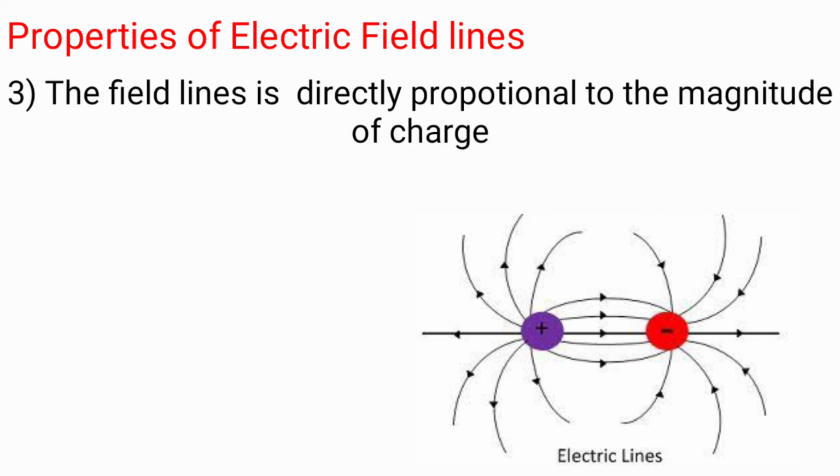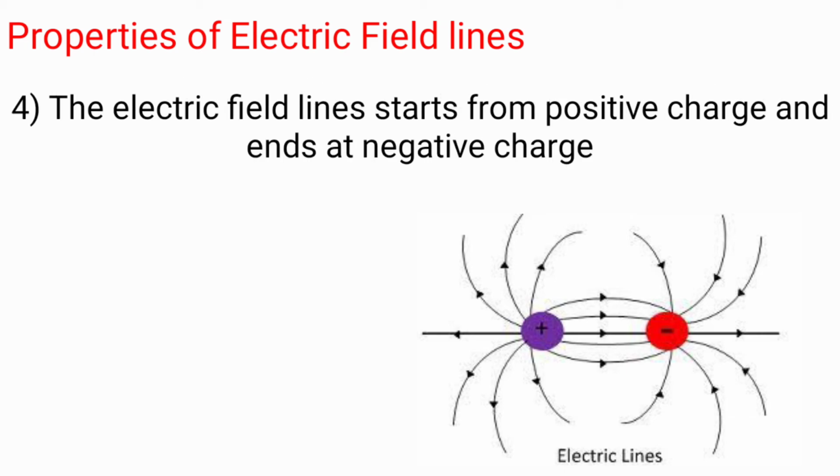Third, the number of field lines is directly proportional to the magnitude of the charge. And the fourth one is that electric field lines always start from a positive charge and end at a negative charge only. That is why you are observing the arrow marks going from positive to negative only. So it always travels from positive to negative. This is the fourth property of the electric field lines.